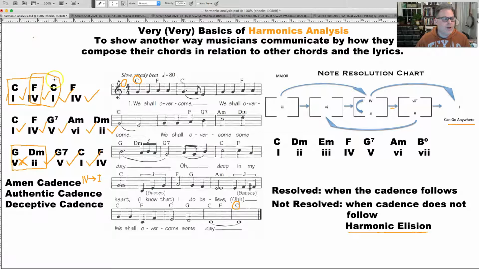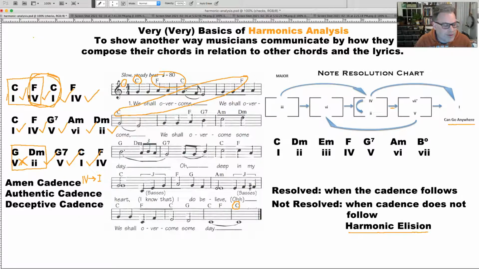4 to 1. And we see that happening a lot in this song. 4 to 1. C, F to C. 4 to 1. F to C. 4 to 1. And the Amen cadence is named that way because it's also called the plagal cadence.